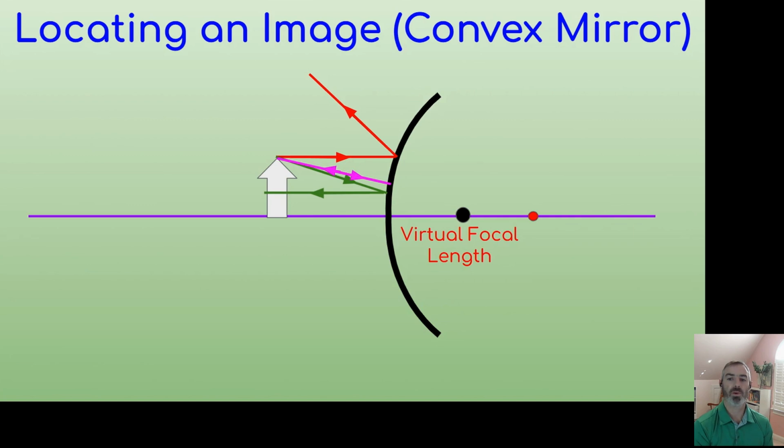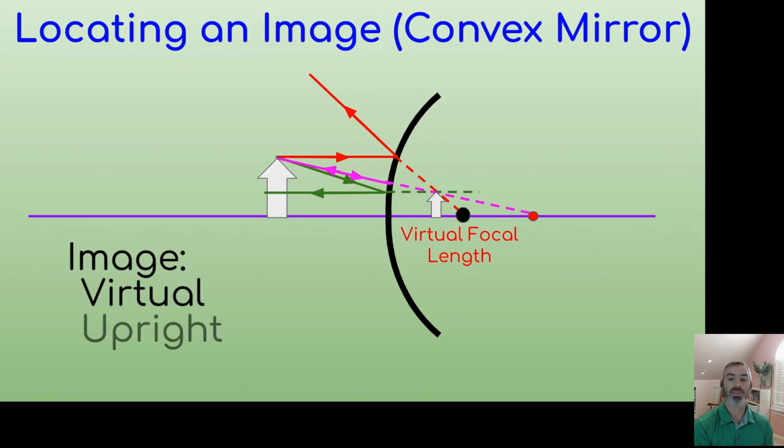Now you can see that those rays of light are not going to come together, so they're diverging rays of light. So what we're going to do is extend the rays of light that reflect back into the dark side of the mirror. And we can see they intersect, and the image is going to form there. Our image is a virtual image because it appears in the mirror. It's upright, but it's smaller.